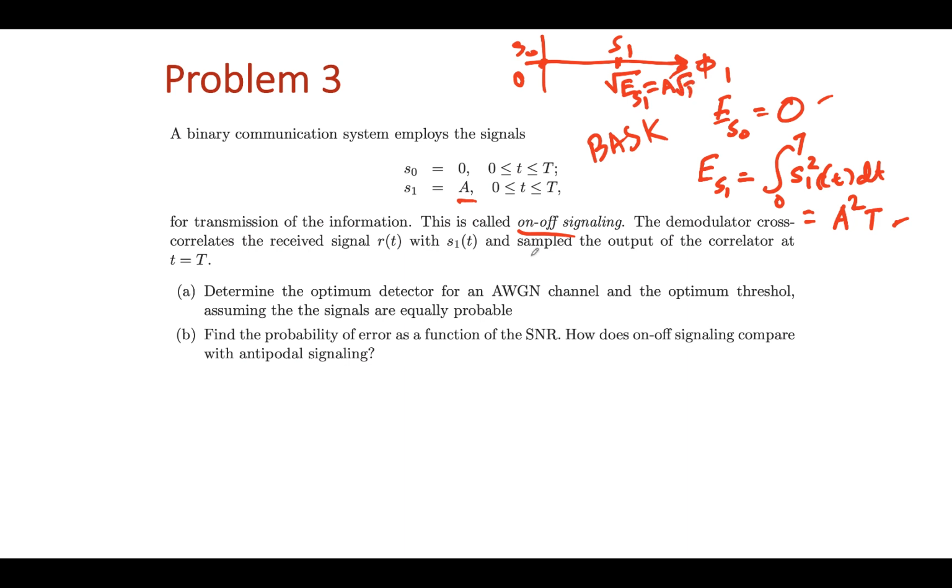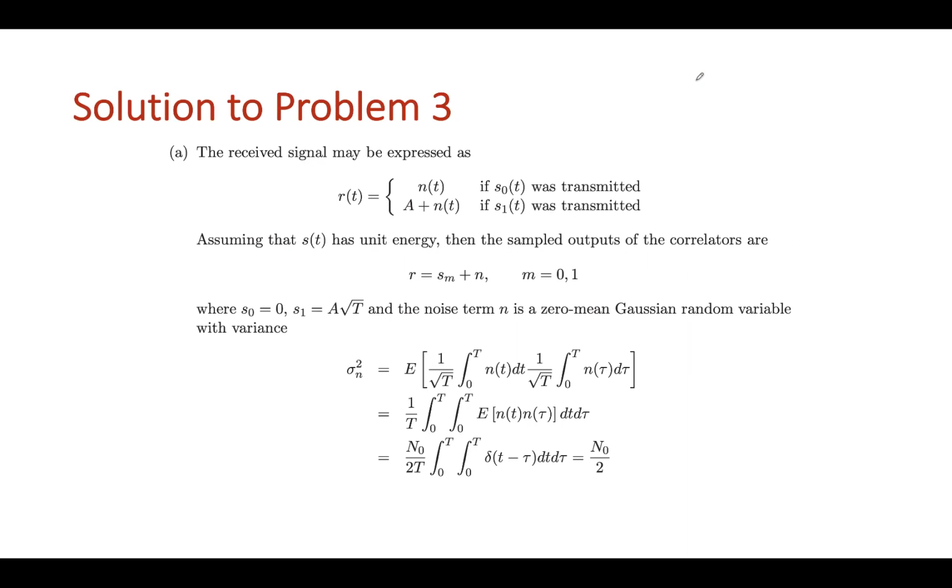Okay. So when in the demodulator you are correlating the received signal with S1 and sampling the output of the correlator at t equal to capital T, which is the bit duration, then essentially you are getting these samples. So basically you are getting r equal to s_m plus n, because your received signal is A plus n(t) when you are transmitting S1, and just the noise because S0 is 0. Okay. So you have r equal to s_m plus n, where m can be 0 and 1.